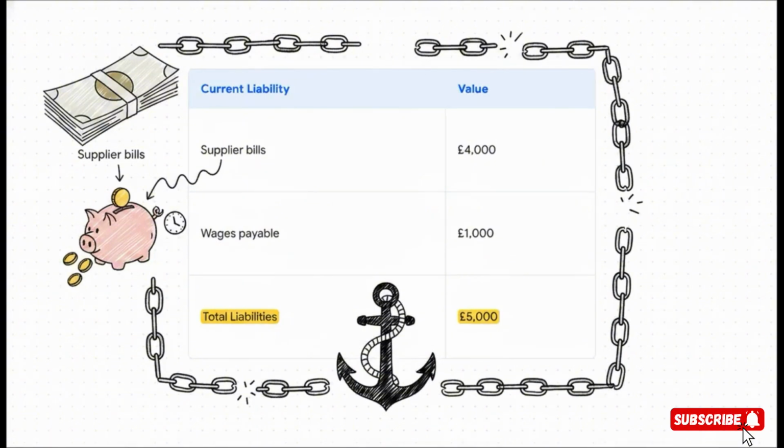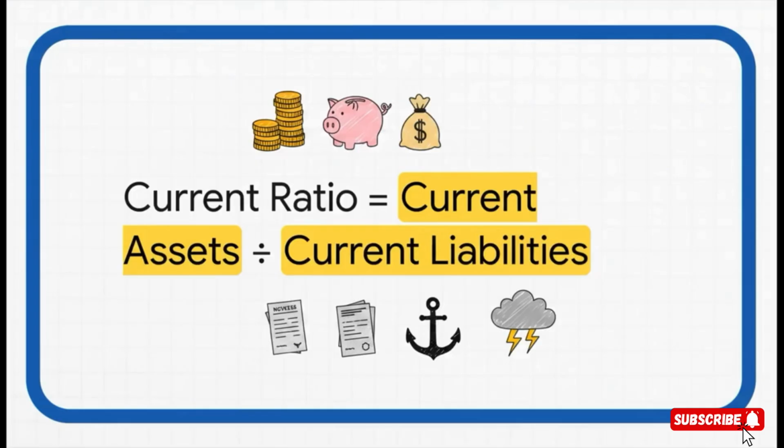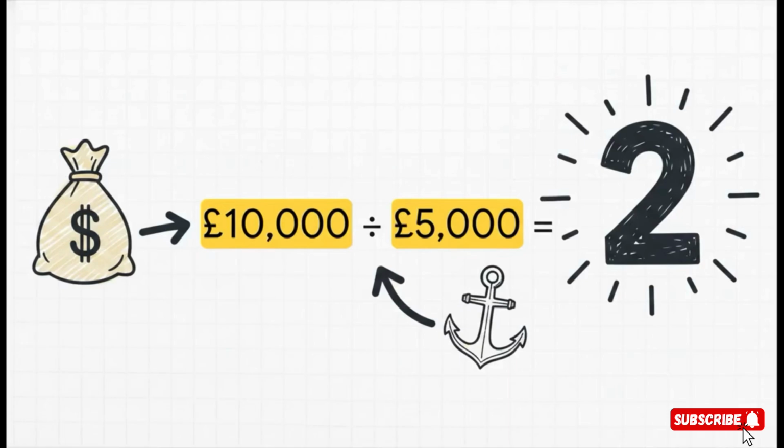Now, for the other side of the balance sheet, what the company owes. These are its current liabilities. It's got 4,000 pounds in bills to suppliers and another 1,000 in wages it has to pay out. Pretty straightforward. That gives us a total of 5,000 pounds in current liabilities. So now we have our two key numbers, what it owns in the short term and what it owes. And the formula that connects them is beautifully simple. The current ratio is just your current assets divided by your current liabilities. That's it. Now we just get to plug in our numbers.